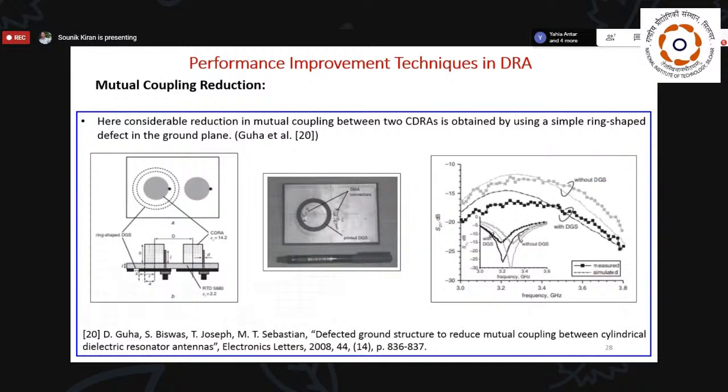Then the next important parameter that comes is mutual coupling, because when we go for a multi-port, multi-input DRA and MIMO DRA, there is a very important parameter that we need to look into, that is nothing but the isolation. That is, there should be less power transmitted between these two DRAs. This technique was reported by Professor Guha in the year 2008, and they reduced it by using a simple ring-shaped defected ground plane. By doing that, less power is transmitted between these two DRAs, and that helps in enhancing the isolation.